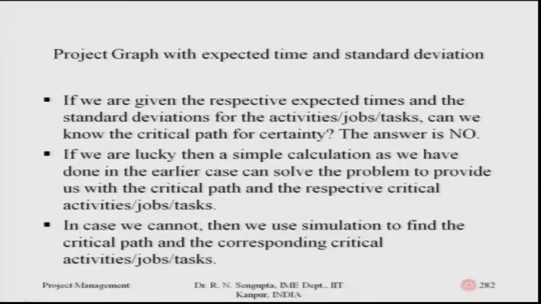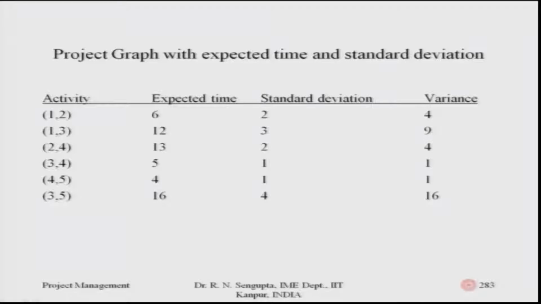If we are lucky, then a simple calculation, as we have done earlier, can solve the problem to provide us with the critical path and the respective critical activities, jobs and tasks. In case we cannot, then we use simulation to find out what the critical path is, the average value of the critical path and the variance of the critical path. So, simulation concepts can be utilized to find out which jobs and activities would appear the maximum number of times as you do the simulation, and then you find out the average time based on which the overall project would be finished, such that that is the expected time, and then we find out the variances accordingly.